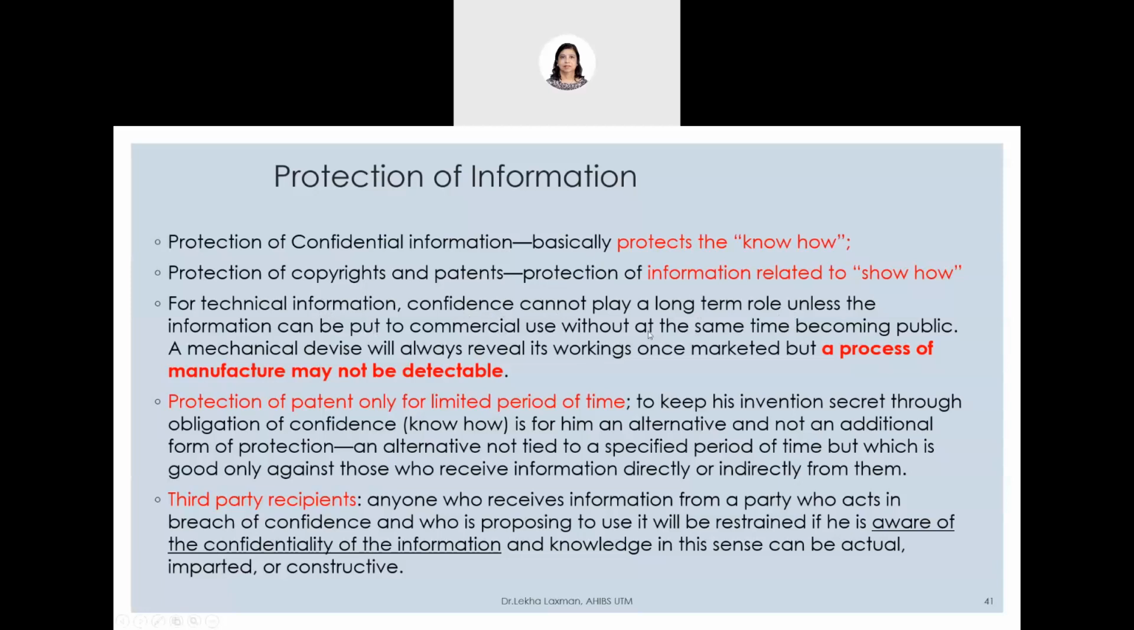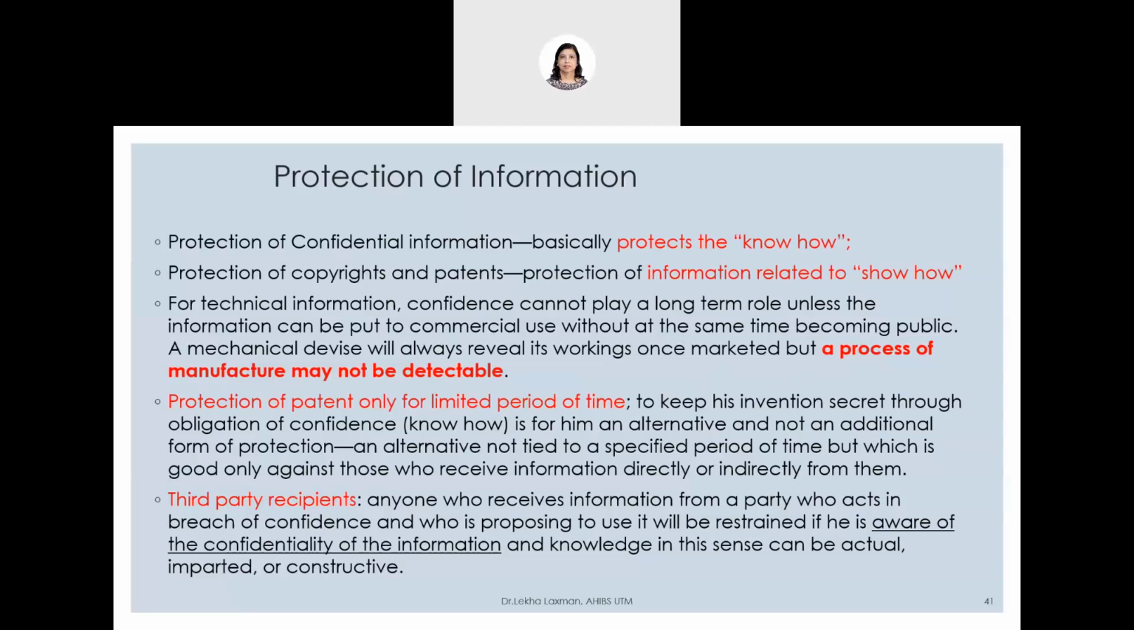unless, of course, it is put to commercial use, right? Now, if you look at a mechanical device, it will always reveal its workings once it's marketed. So, for example, if you market the iPhone, people can take it apart and see how it works. That's called reverse engineering, right? So, once you market a product, anyone who has the kind of expertise in that area can take apart that invention and see how it works. But a process of manufacture cannot be detected. Somehow it's more difficult to see how a process works as opposed to a product.